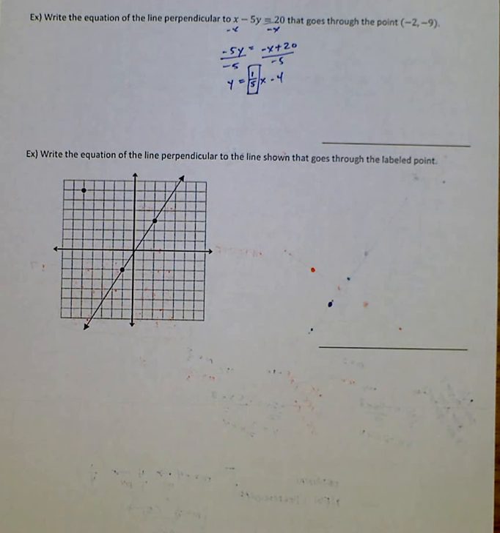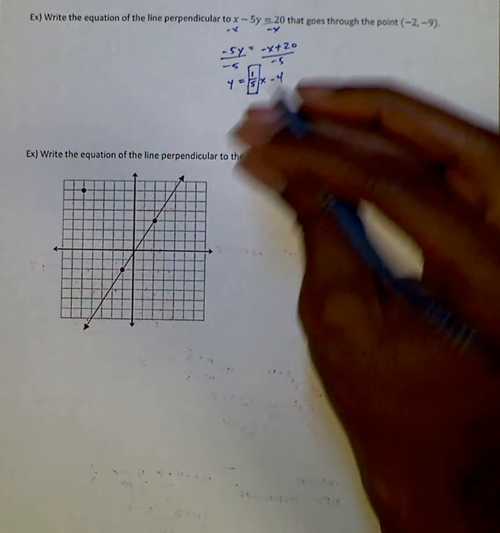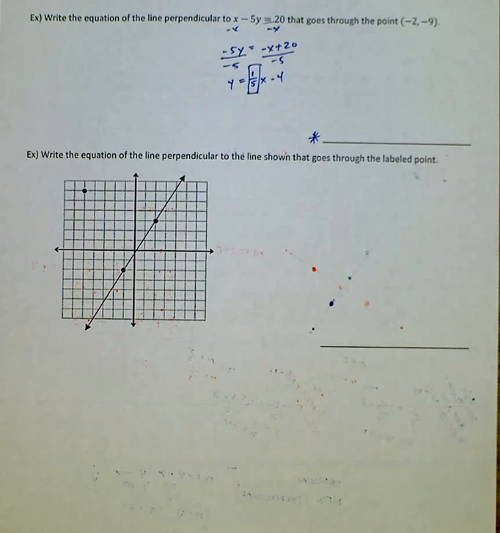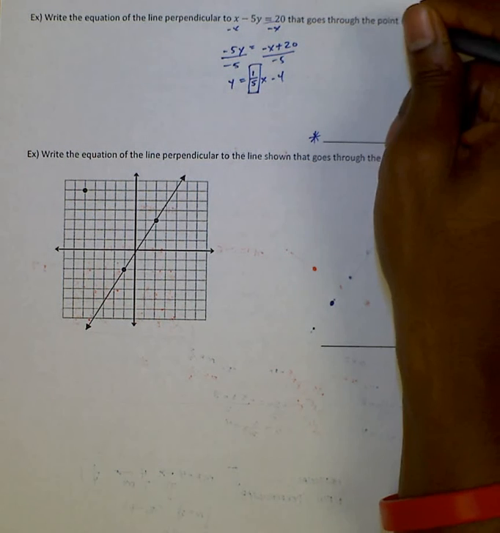Okay, so from there, I'd like you to do our process and write the equation of this line. Write the equation of the line that goes to the point -2, -9. That's perpendicular.